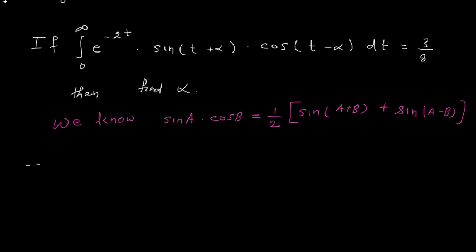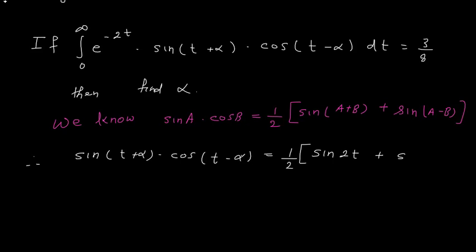Therefore sin(t plus alpha) into cos(t minus alpha) is equal to 1 upon 2 sin of, when we add, the alpha terms cancel and I get sin 2t, plus, when I subtract, the t terms cancel and I get sin 2 alpha. So for sin A cos B, we have used the formula and we got this value.